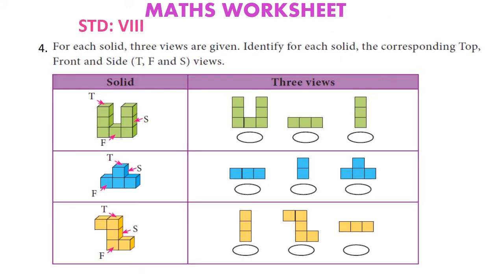The fourth sum is, here they have given the solid, they have given the views also, 3 views. You have to mark which one is the top view, which one is the front view, which one is the side view. Just mark T, F, S according to the answer. Okay, do it and send to me.